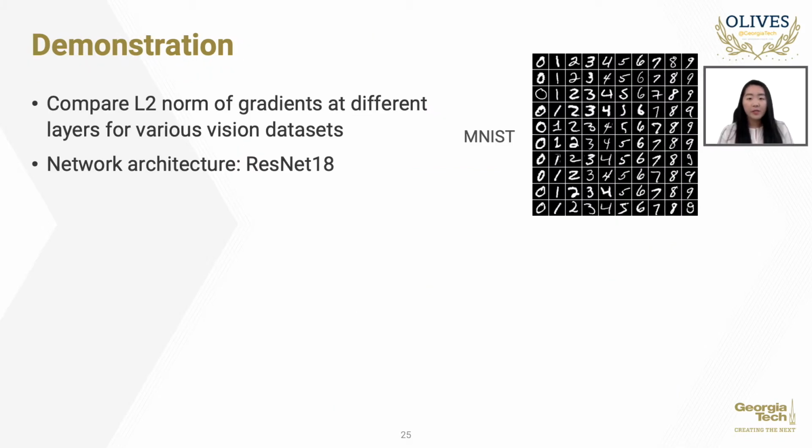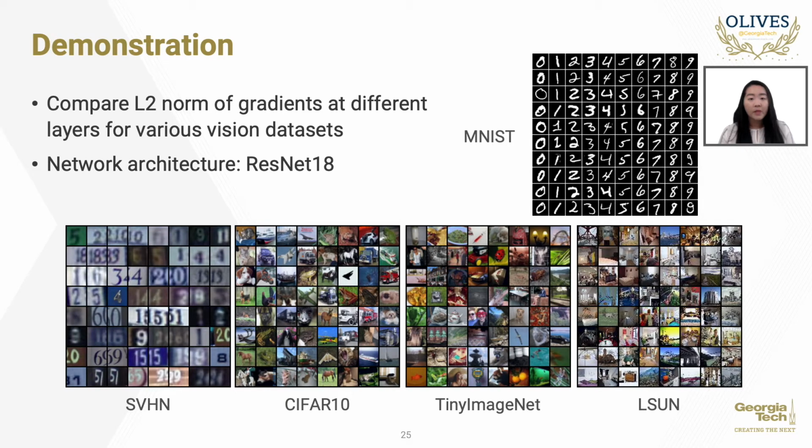Here is a preliminary experiment in out-of-distribution detection setup. We train a ResNet-18 model with MNIST dataset and collect the gradient information by using a confounding label on MNIST test set, as well as other datasets of different domains, including SVHN, CIFAR10, Tiny ImageNet, and LSUN.